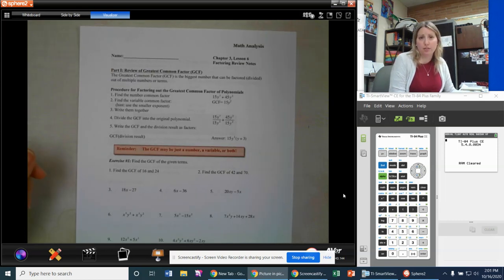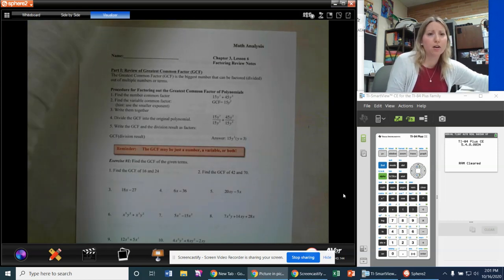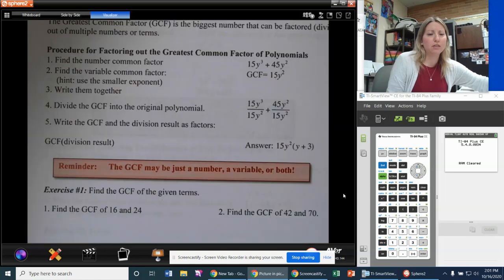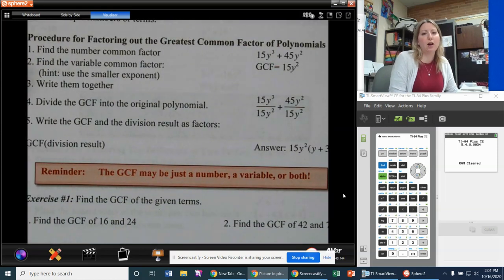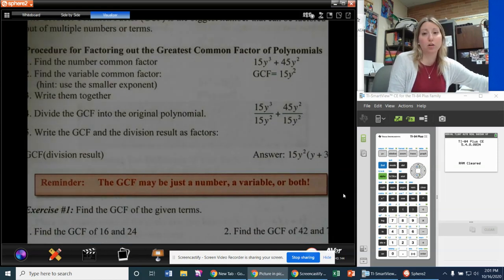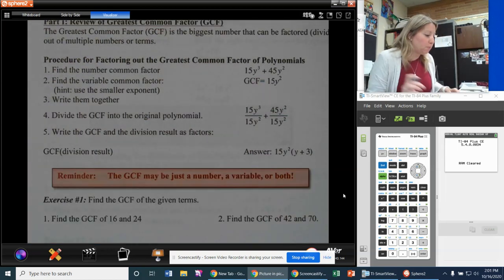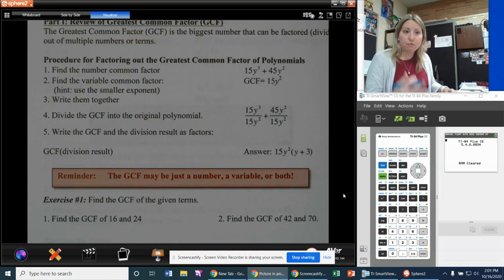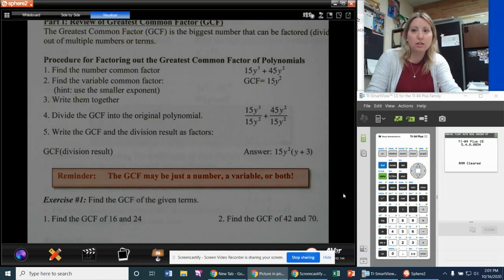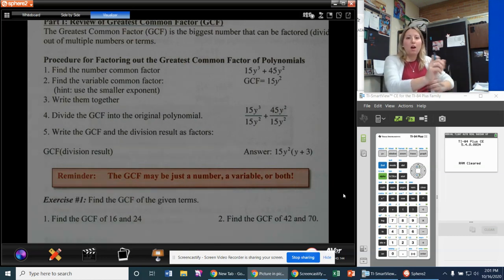Greatest common factor, GCF. We're going to start there. So greatest common factor is something that can be pulled out of all of the present terms. So it's the biggest thing, that's the greatest part, that can be divided out of every single present piece of the polynomial.